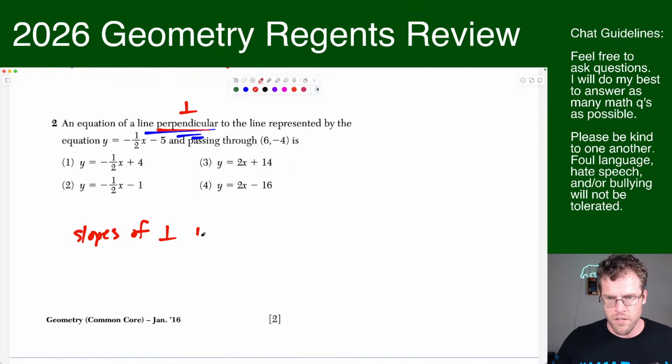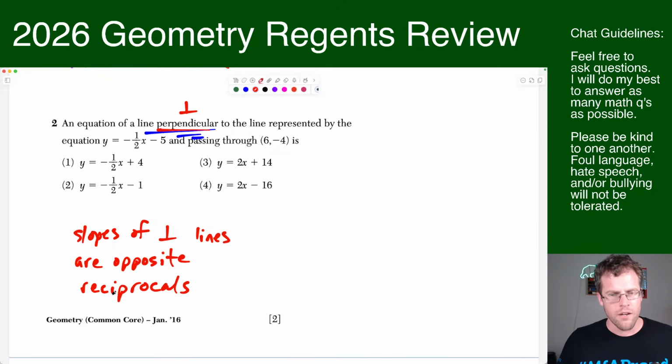So slopes of perpendicular lines are opposite reciprocals. So remember that. Okay, opposite reciprocals. I had a professor from Sweden who used to say reciprocals. That's how I know how to spell reciprocals. So just in case you're like, oh no, how do I spell it?